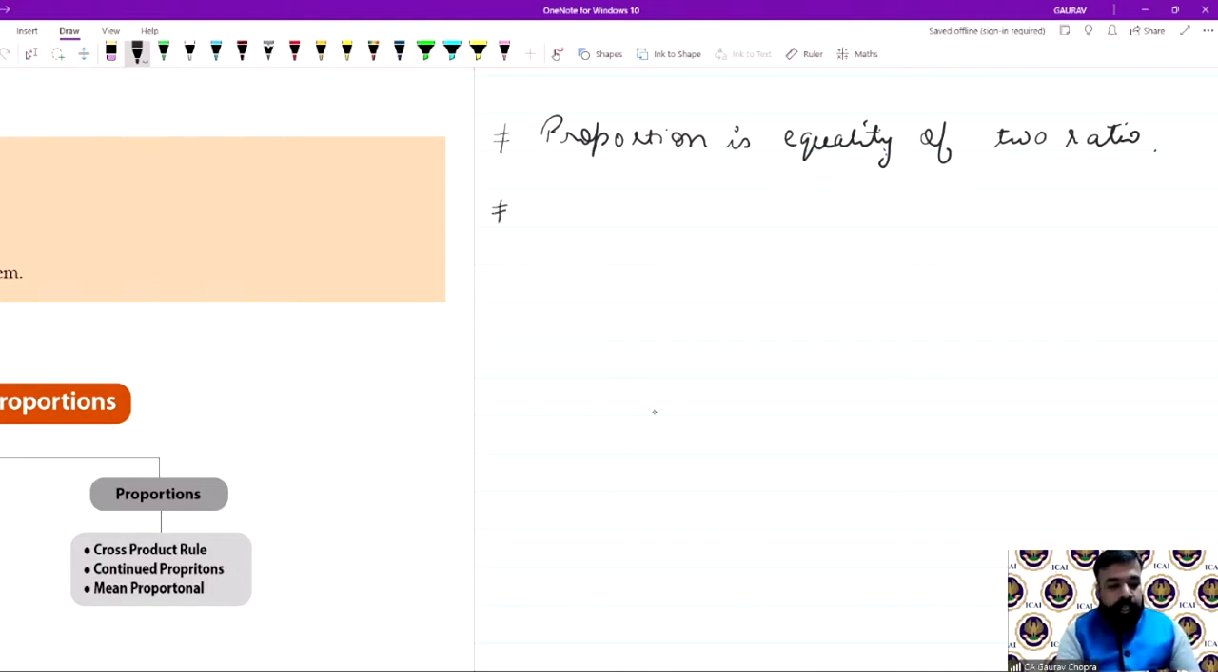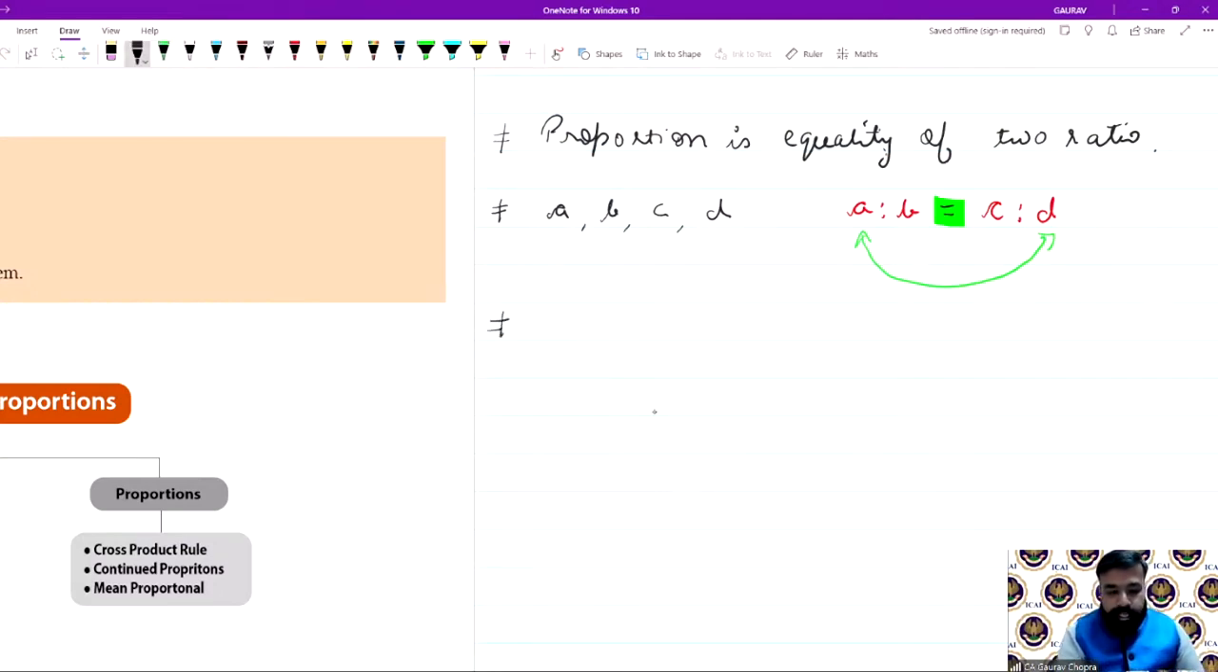Let's say we are having A, B, C, and D. These are the four terms. A ratio B is equal to C ratio D. First ratio is A is to B. Second ratio is C is to D. And there is an equal to sign in between them. That means these two ratios are equal. So whenever two ratios are equal, then we say they are in proportion. Out of these four terms, A and D are sitting on corner positions, so they are known as extreme values or extreme terms.